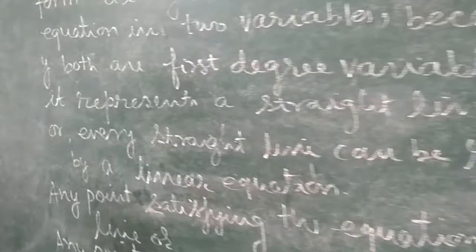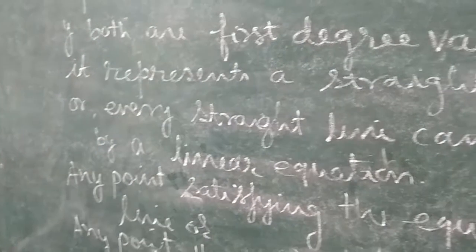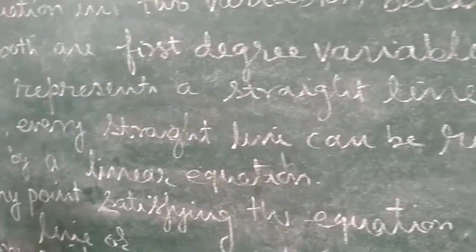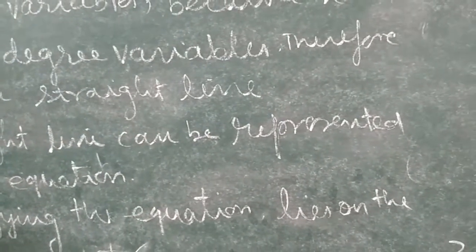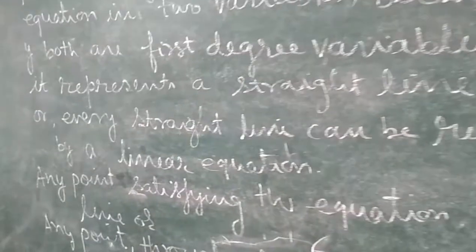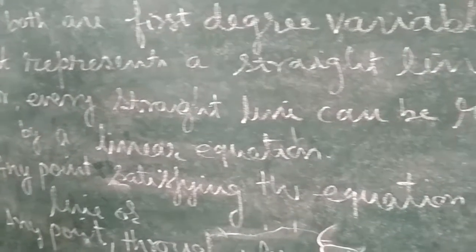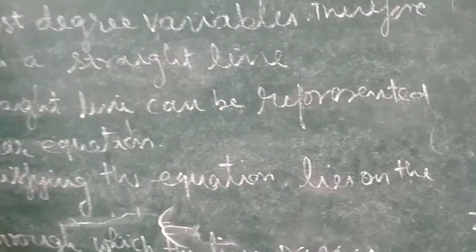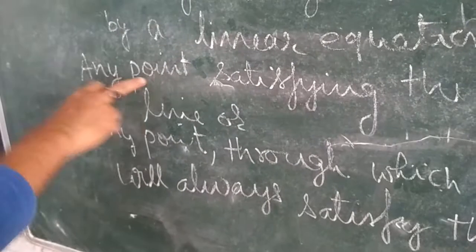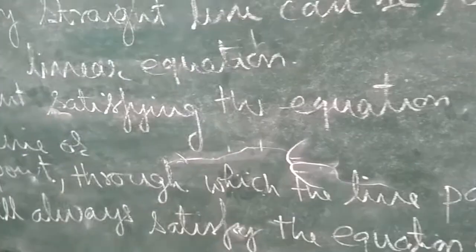Whenever you draw the graph of this equation, you will get a straight line in the graph. So it is called a linear equation. This is the meaning of a linear equation. Now, how this line can be made clear in your mind, by employing points or by considering the straight line: any point satisfying the equation lies on the line.